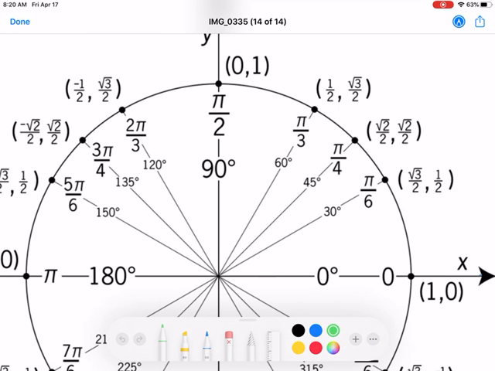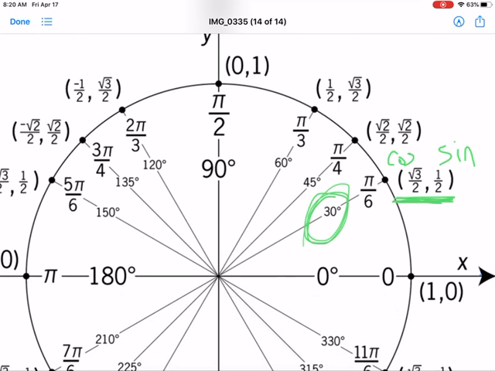So check this out. Here's 30 degrees right here, and here's my coordinate with that degree there. And you know that every coordinate is in the format of cosine, sine. Oh, gosh, this is a tough one to write on. So the sine of 30 would just be 1/2.